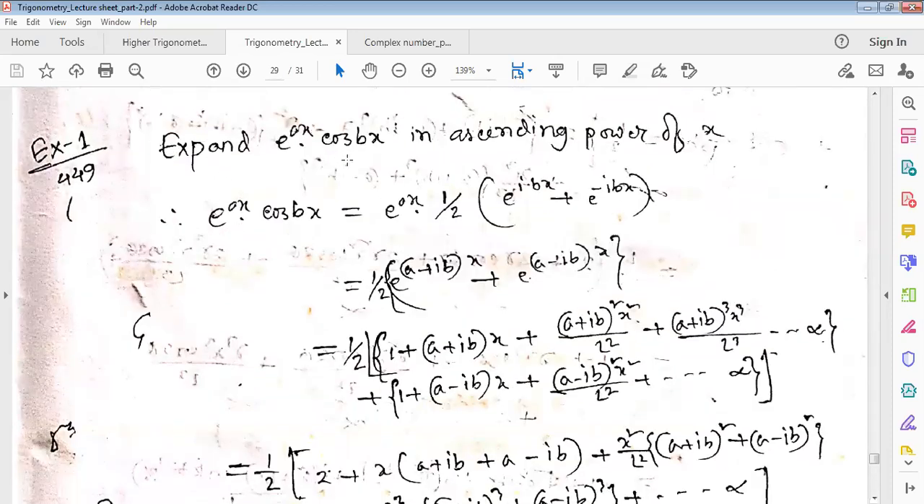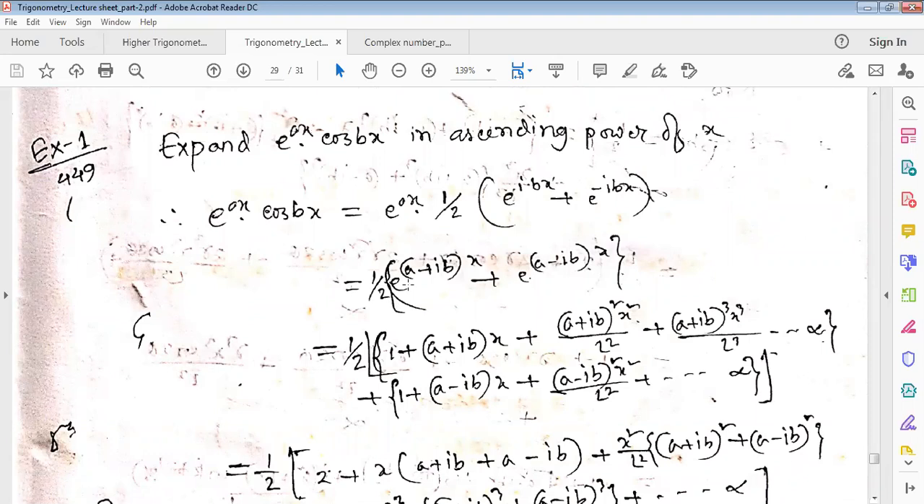Expand e to the power x cos bx in ascending power of x. We have to expand this one. In expansion, there will be terms in x. e to the power x cos bx equals e to the power x. Cos bx can be written as e to the power ibx plus e to the power minus ibx, just taking the cos x formula in exponential form.